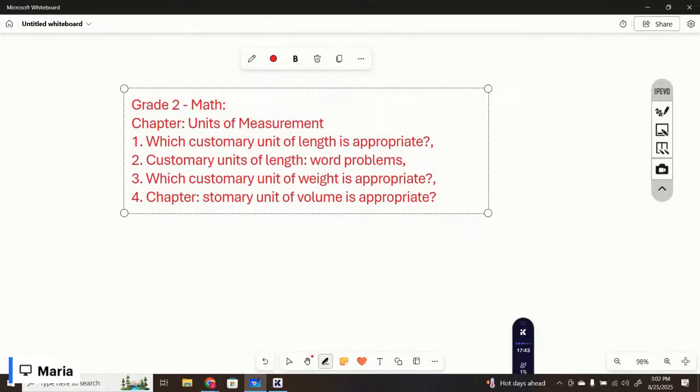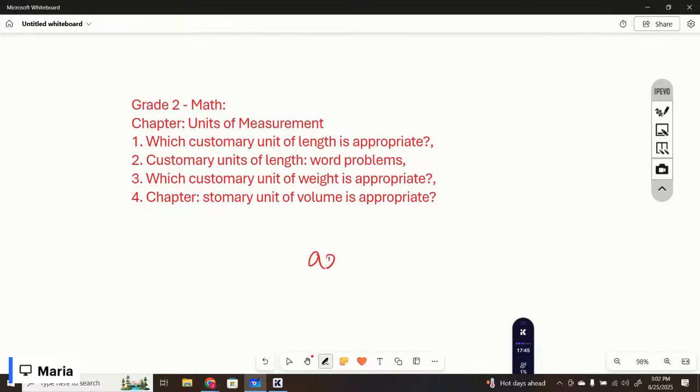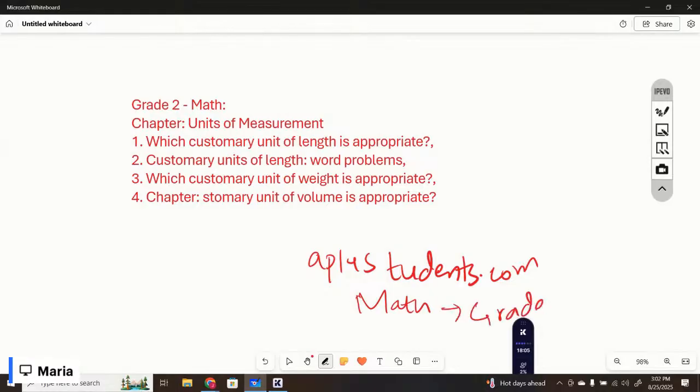You can find all the lessons on aplusstudents.com. You have to log in there using your email address and password as provided by the administrator. Then you have to select math from the subject tab, scroll down to grade 2, and then click on lessons. There you can find a list of the chapters. We're going to start with the chapter unit of measurement.